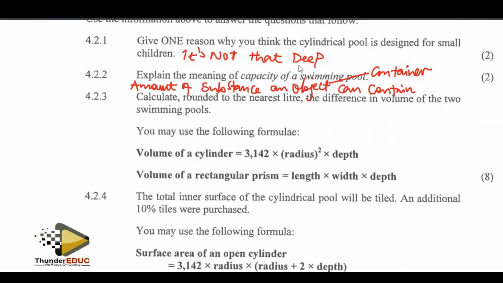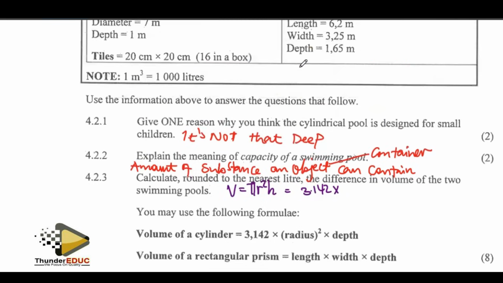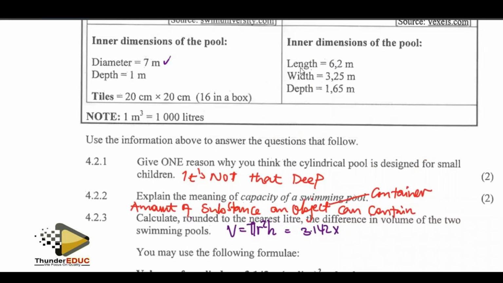Okay, you may use the following formula. They're saying calculate, rounded to the nearest liter, the difference in volume of the 2 swimming pools. They have given us liters, but they didn't give us volume. Anyway, let's look at that. So cylindrical is the first one, which says volume equals pi r squared h, which is 3,142 times what's our radius. Now when you come here, we are given the diameter. You need the radius, you get the diameter divided by 2, which is 3,5.